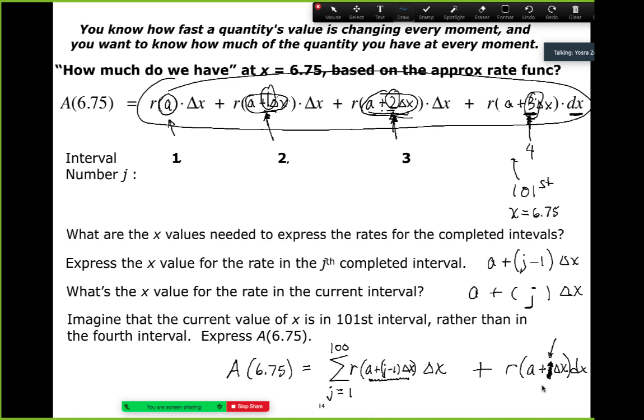Would it be 100 as well? 100. That's right. Because we're going to jump over all the 100 completed intervals, and then that puts us at the left side of the 101st interval, right? That's always one less, right? So across 100 intervals puts us at the left side of our current interval, which is the 101st interval. So that should be 100. Okay, so we still got work to do, but we're getting closer. Anybody have a question?